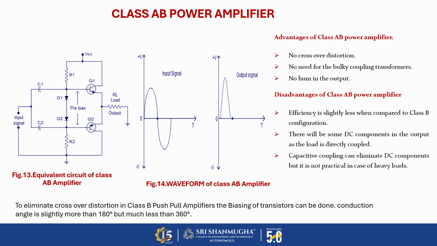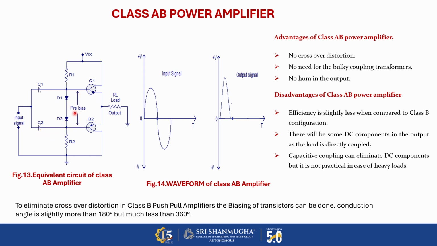And then the class AB amplifier. In a class AB amplifier, we are using two transistor stages, Q1 and Q2, and we are not utilizing the transformer. Instead of a transformer, here we are connecting D1 and D2. D1 and D2 are nothing but diodes. For both transistors, at the base terminal, we are using a diode, denoted as D1 and D2. It acts as a pre-biasing circuit.